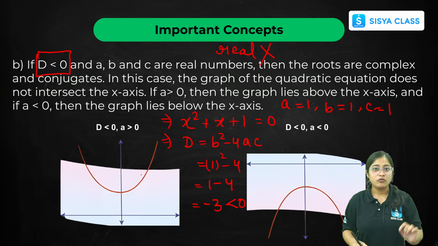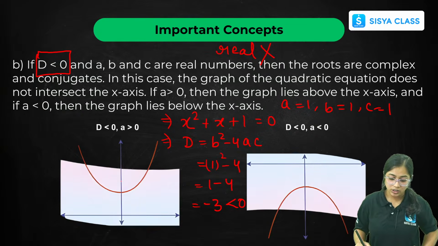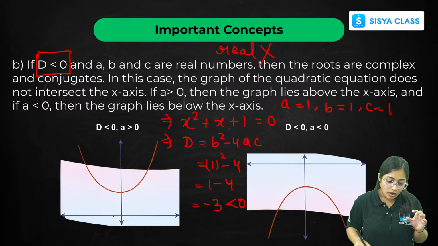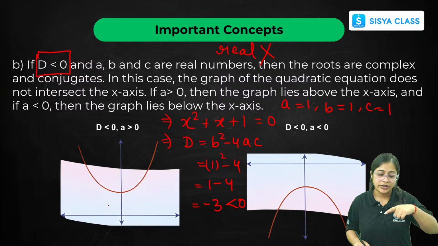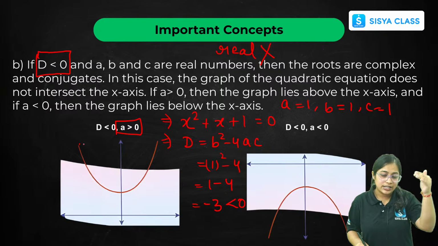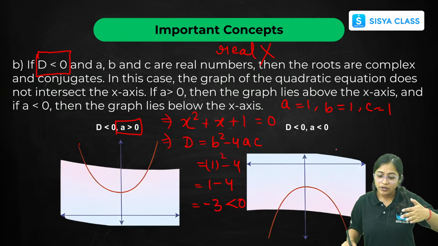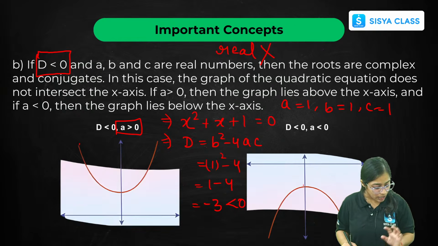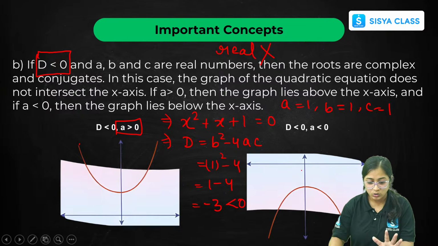And how does the graph look? When a is greater than 0, since it has no roots, it will not intersect the x-axis. So its graph is above the x-axis, and when a is less than 0, its graph is below the x-axis, okay? I hope this is clear to everyone.